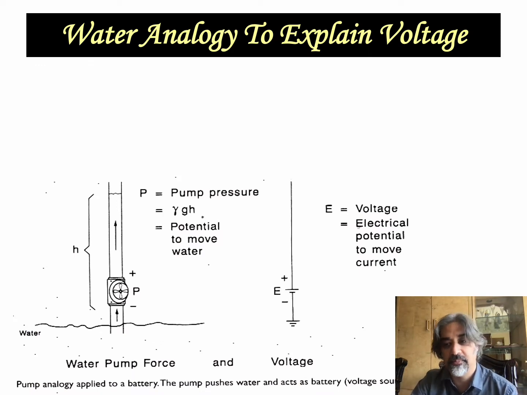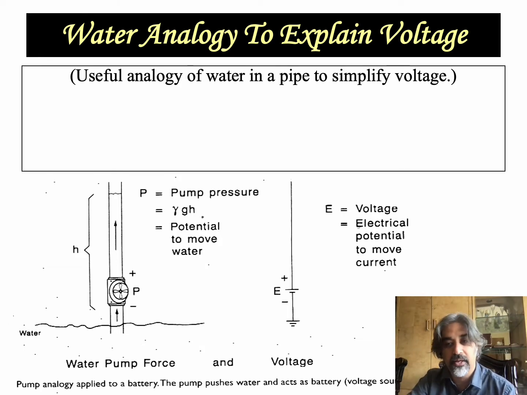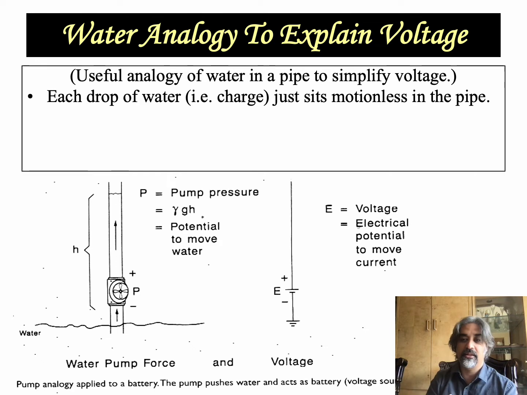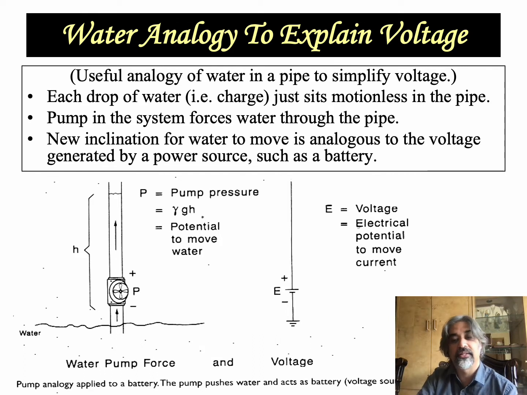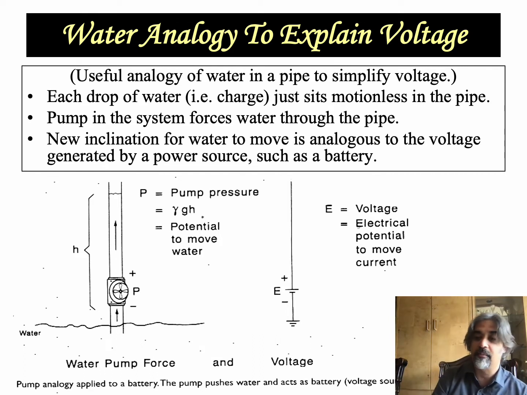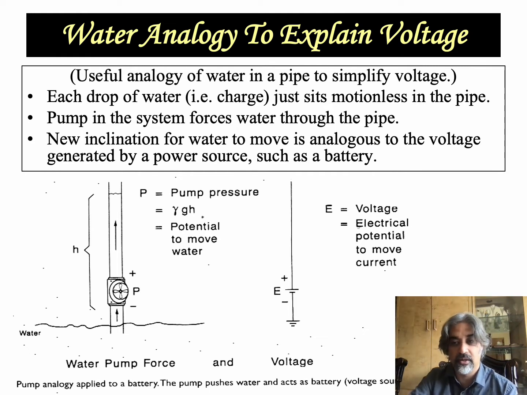To simplify concepts in electricity, it's sometimes useful to use the analogy of water in a pipe. If you see here in this figure, each drop of water can be compared to an electron or a charge. The water just sits motionless in the pipe. Now picture that there's a pump in the system forcing water through the pipe. The new inclination for the water to move is analogous to the voltage generated by a power source, such as a battery. Note that in this diagram, he uses E instead of V to represent voltage.